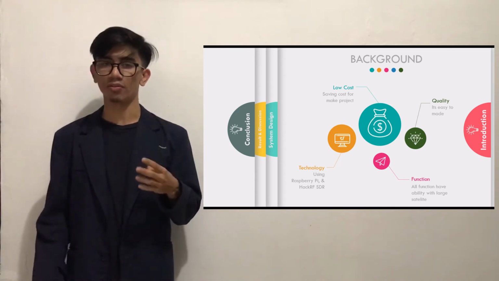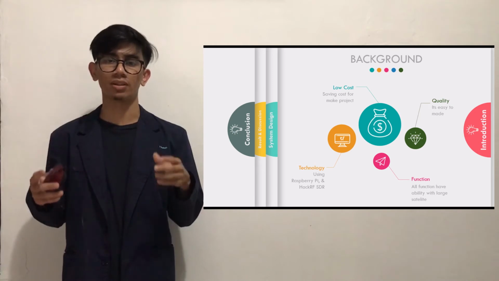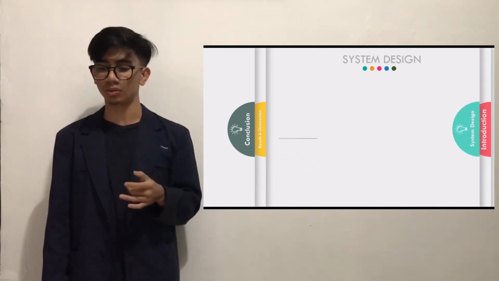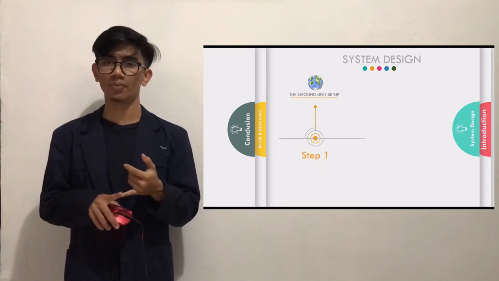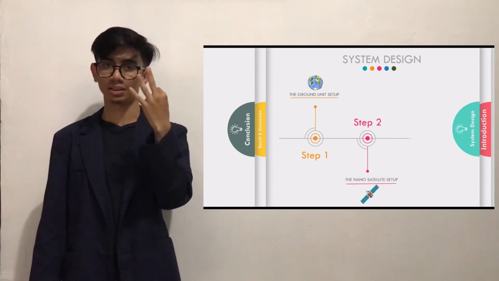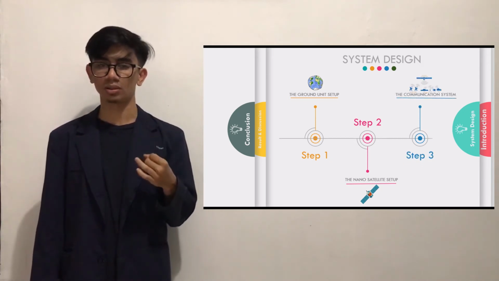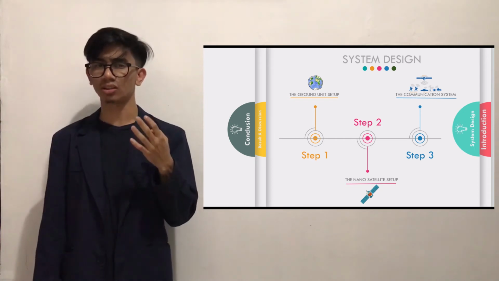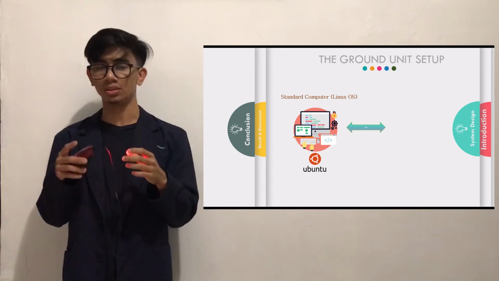And number four is the function. The function of a nano satellite is the same as a big satellite, but the difference is the bandwidth and the distance. Okay, let's move on to the next slide. Here we have the system design. The nano satellite has three important systems: number one is the ground unit system, number two is the nano satellite setup, and number three is the communication system.